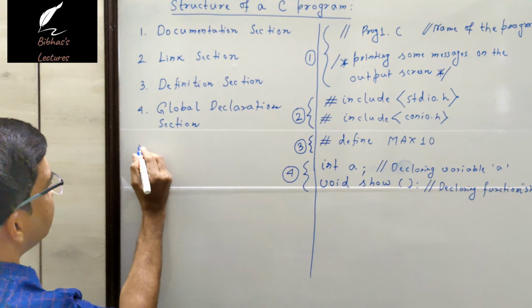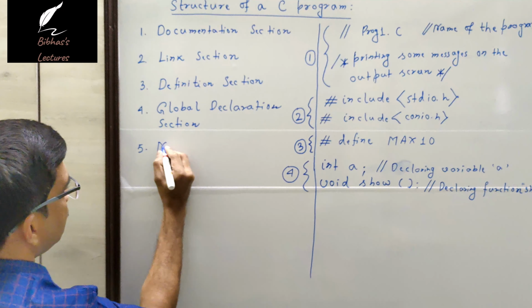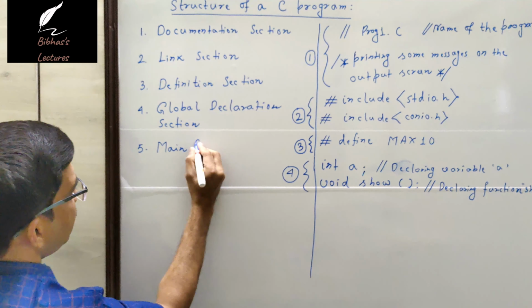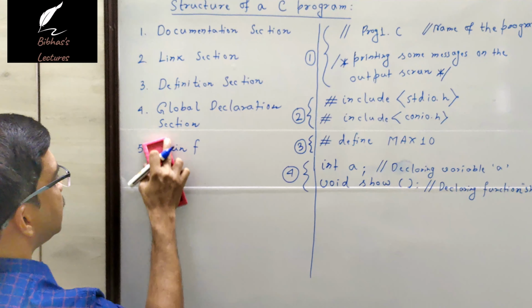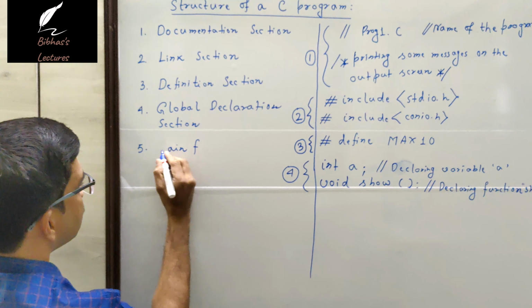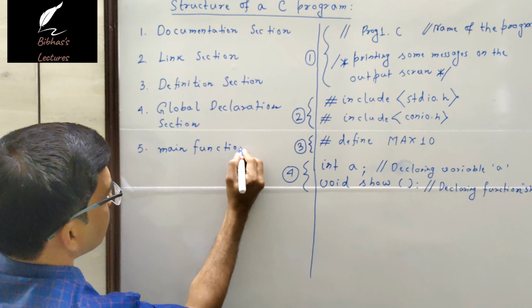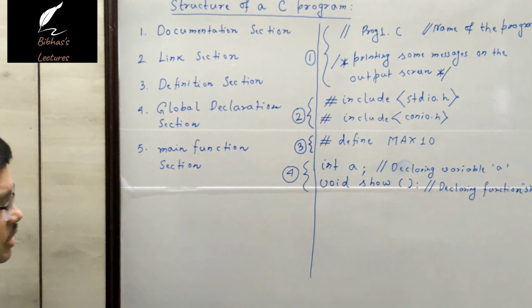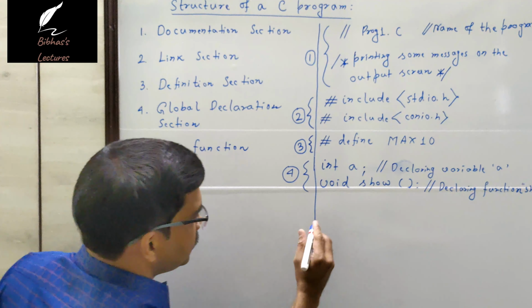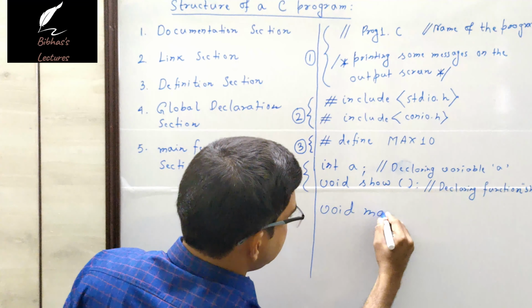Now point number 5 is the main function section. Here the m will be in small letter. Main function section. Now suppose I am writing void main.